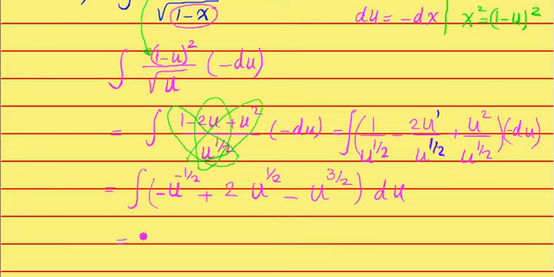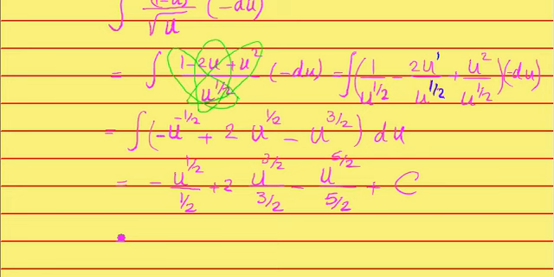Du, I go ahead and integrate. Minus, I have to increase this exponent by 1. It gives me 1/2. Divide by what I got, plus 2. Increase this by 1. That gives me 3/2. Divide by what I got, minus. Increase this by 1, it gives me 5/2, divided by 5/2, and then a constant.